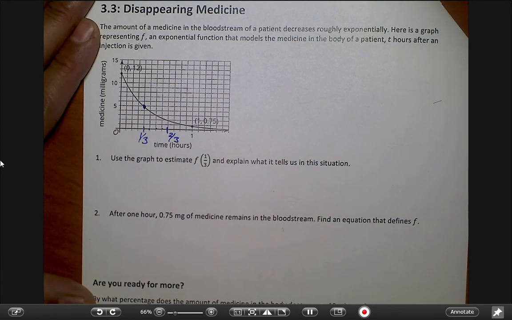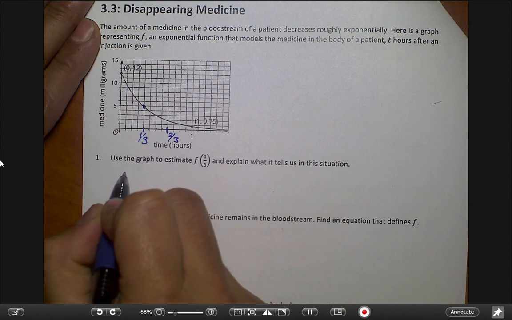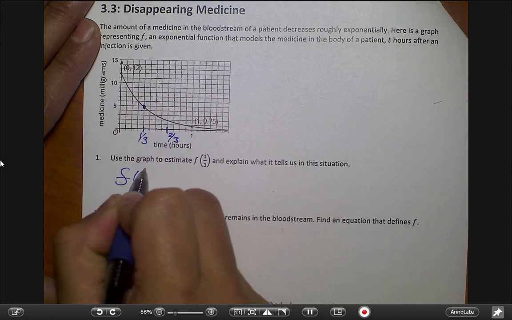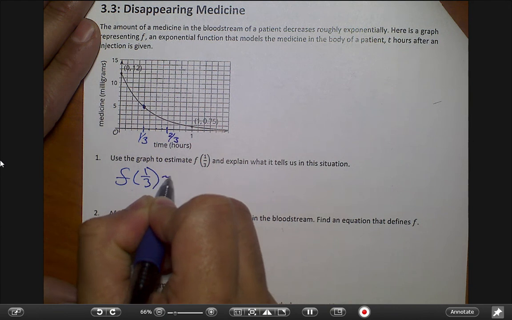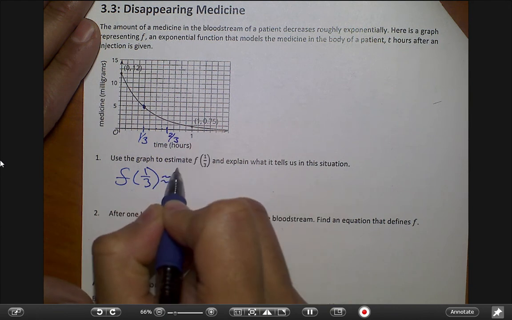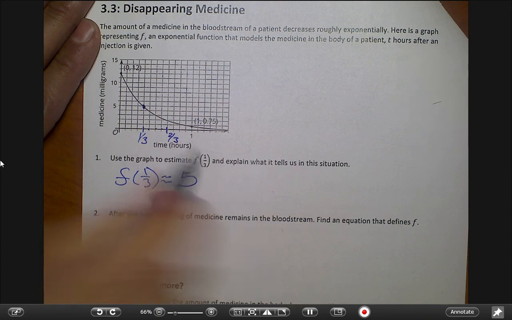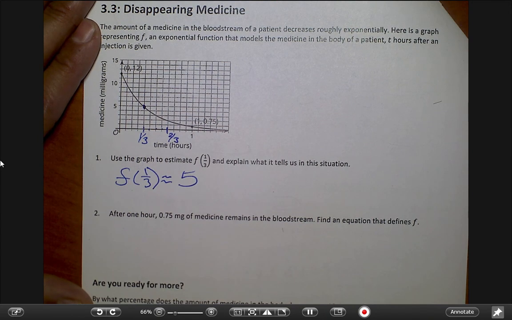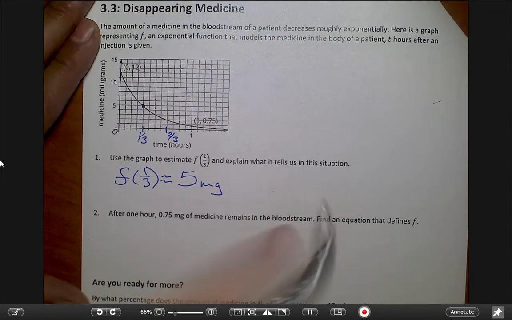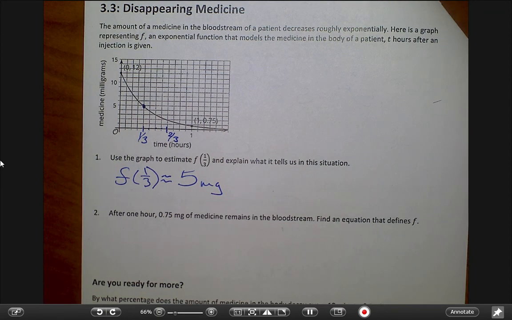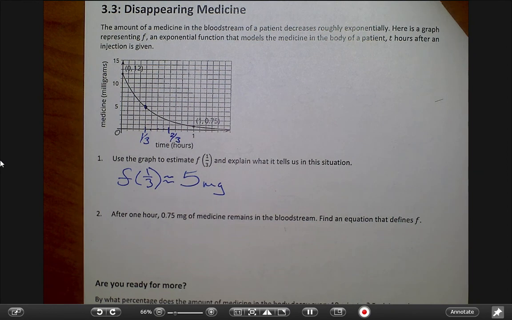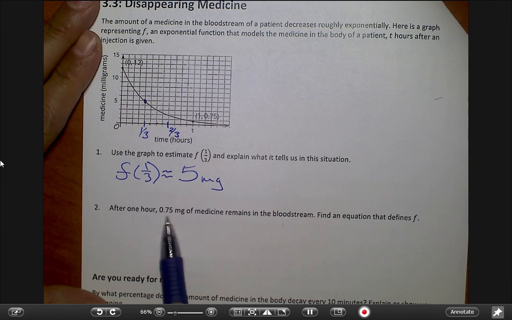So what are we going to say that's going to be? 4.7? Okay. I mean, that seems fair. So we're going to say that F of 1/3 is going to be about, you said 4.7? Let's just say 5. It's really close. It's right there. So it's going to be about 5. What are my units? Yep. Milligrams. So in 20 minutes, you still have 5 milligrams left in your system. After 1 hour, there is 0.75 milligrams of medicine left in the bloodstream.